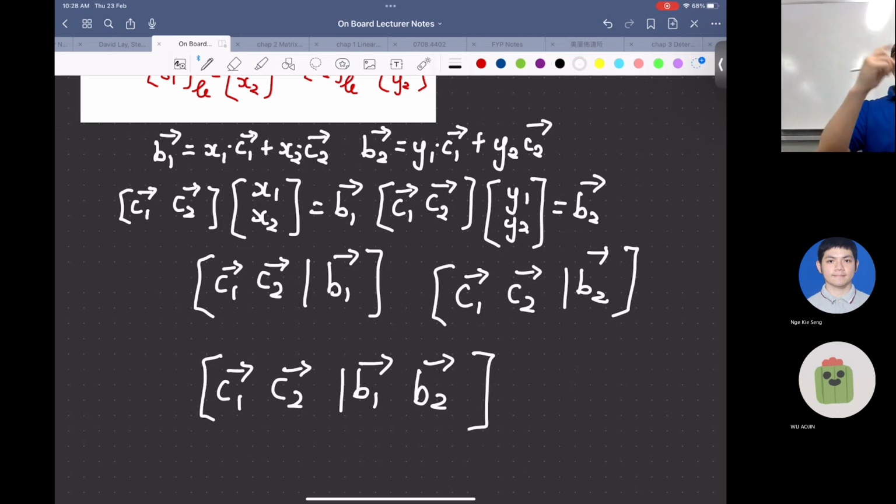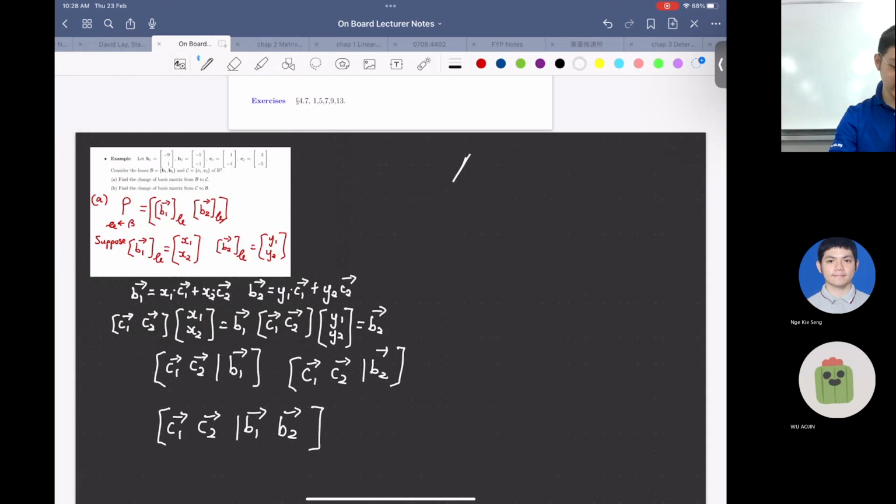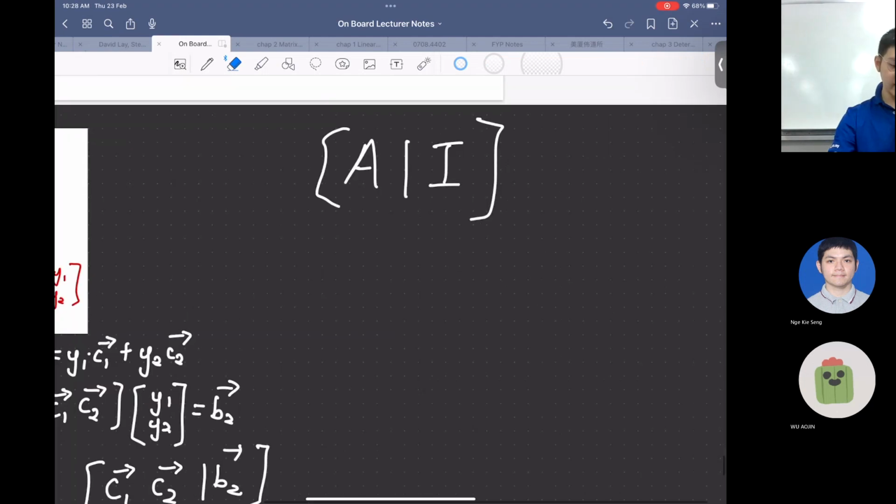Actually, this is not the first time you see it. This is what you did yesterday when you put A and the identity matrix. You are solving n matrix equations there. You remember? Let me show you yesterday. Yesterday you were asked to find the inverse, right? So you solve it as a 3 by 3 case.